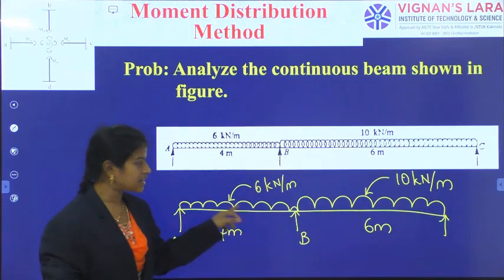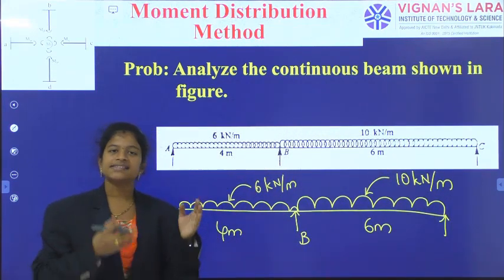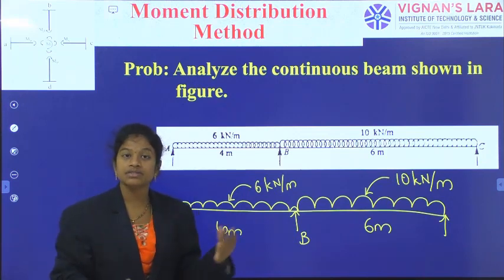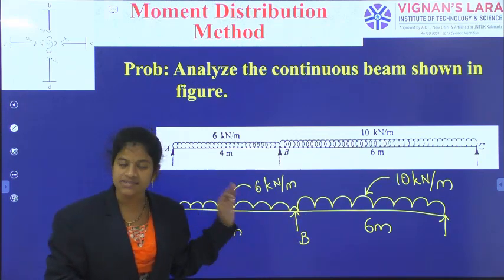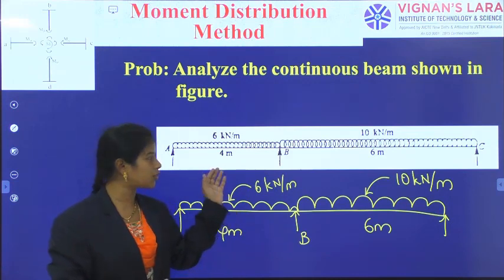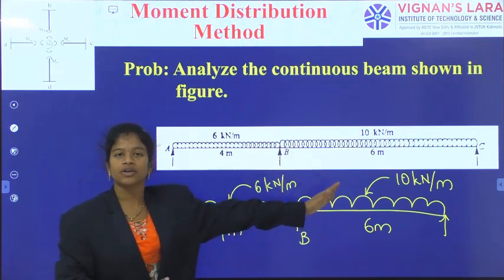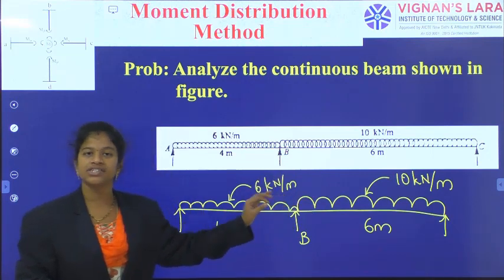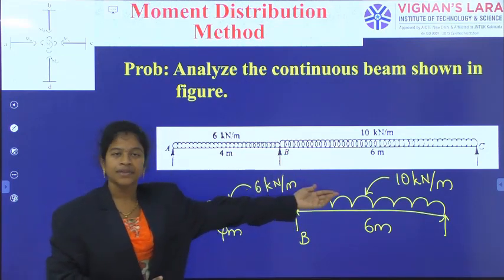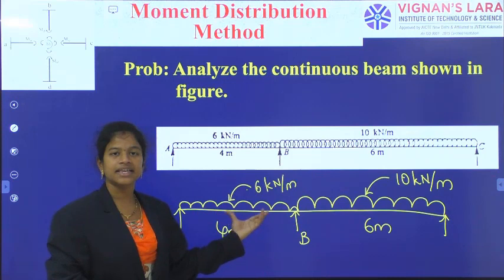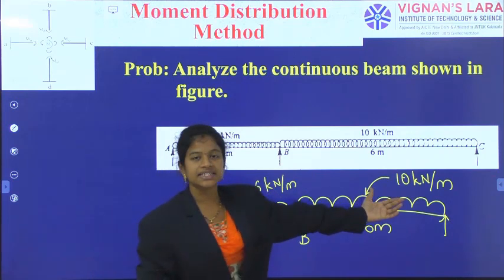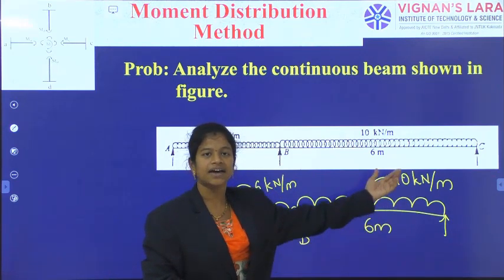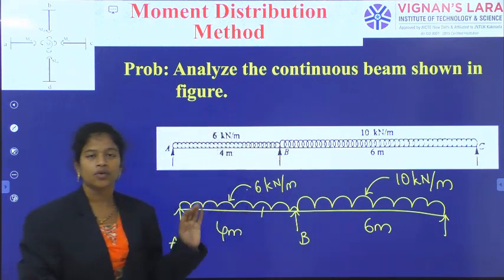Why have they given these sizes different? As you can observe, these two are not the same. By mistake also, you shouldn't keep the same load over the entire beam. That's why they have given it in the picture itself. Even if they have not mentioned it, the UDL values are indicated. The first span has 6 kilonewton per meter and the second span BC has 10 kilonewton per meter UDL over the length.